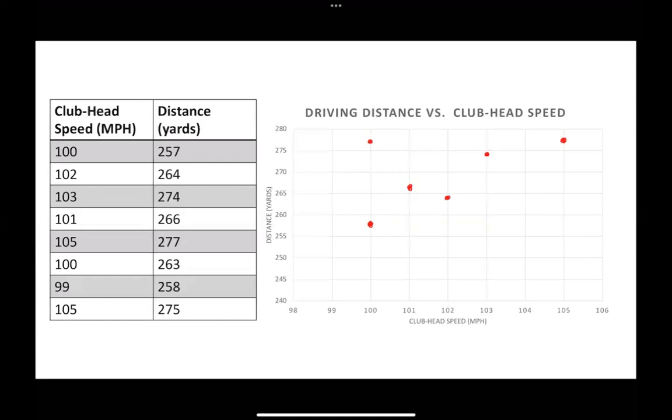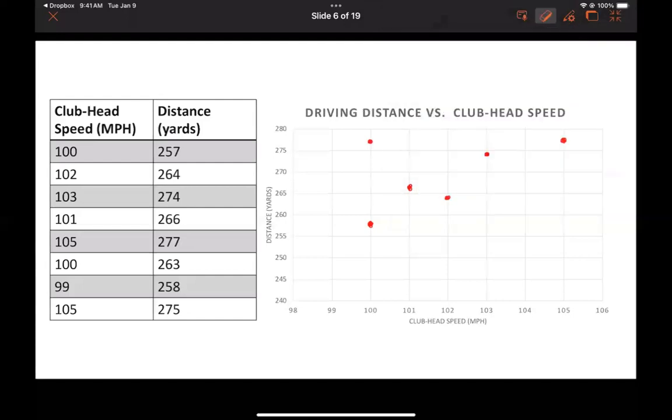Oops, that was wrong. See? Okay. 100, 263, that's what I wanted. 99, 258, 105, 275. All right, so I have my data on here.